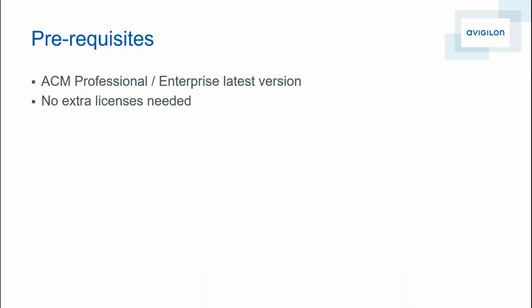So let's take a look at some of the prerequisites. ACM Professional or Enterprise, latest version, is advisable. No extra license is needed for this feature. Delegations is a standard feature, a standard configuration in ACM. So let's take a look at the software and see what it looks like.